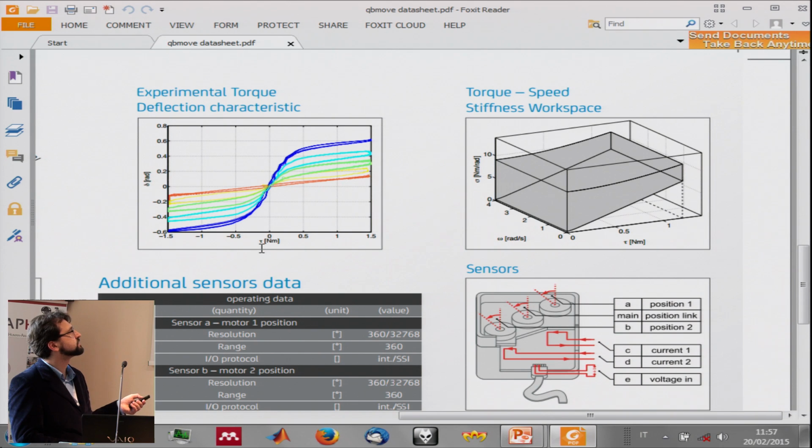Here we have the torque speed stiffness workspace, which has this shape for this system. You cannot see the triangular form of the torque speed characteristic, because the motor that we use makes this sort of trapezoidal form. It's not slanted a lot, so it's very similar to a rectangle, for example. And you see here a map of the sensors. We have 3 position sensors. There is the main sensor on the output and 2 other position sensors on the outputs of the 2 motors. And also we can sense the current that is going through the 2 motors, and the voltage which goes on the port.